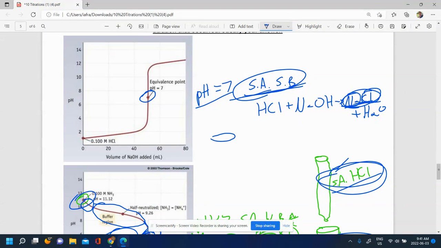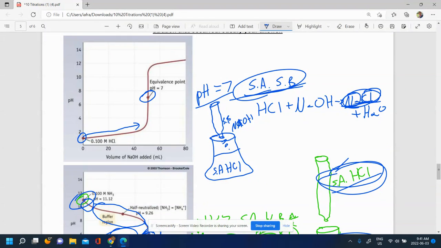Now, what do we have in our flask to begin with? Well, in our flask to begin with, we must have had an acid because the pH is less than 7. And that strong acid is HCl in this case. And so what that means is that in our burette, we must have had the base, the strong base, which is NaOH. And as you add drop by drop of base to the HCl, the pH will go up.